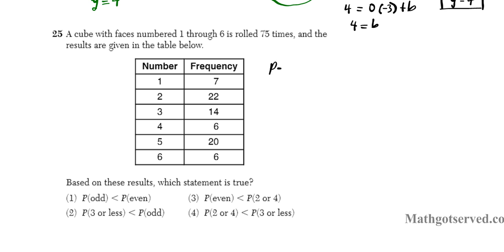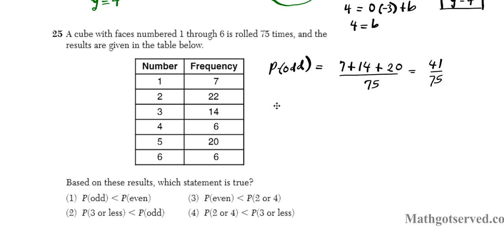Probability of odd is, remember, the definition of probability: possible outcomes over total number of outcomes. So probability of odd is all the possible odd outcomes. Odd is 1, 3, 5. For 1 we have 7, plus 3 we have 14, plus 5 we have 20. These are the possible outcomes that are odd, and then the total number of outcomes is 75. If you add all these numbers together, you get 75. So when we add the numerator, we have 41 over 75.